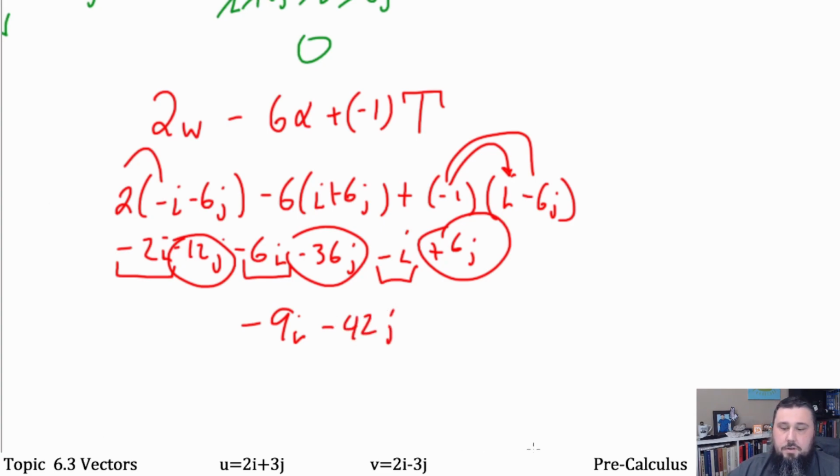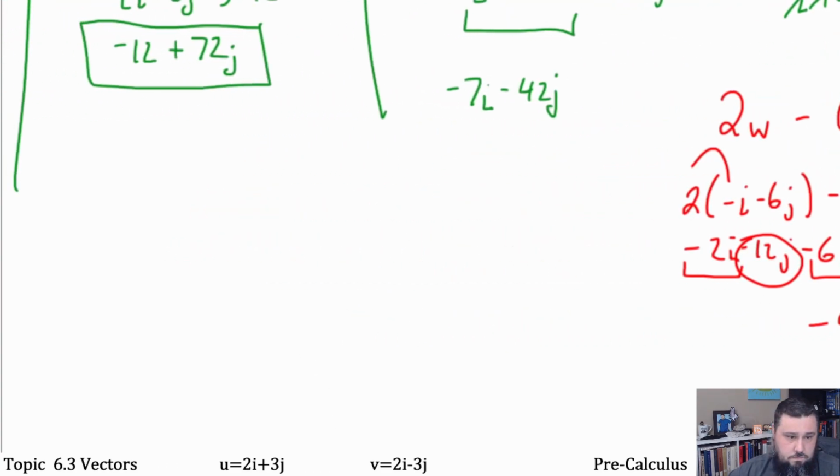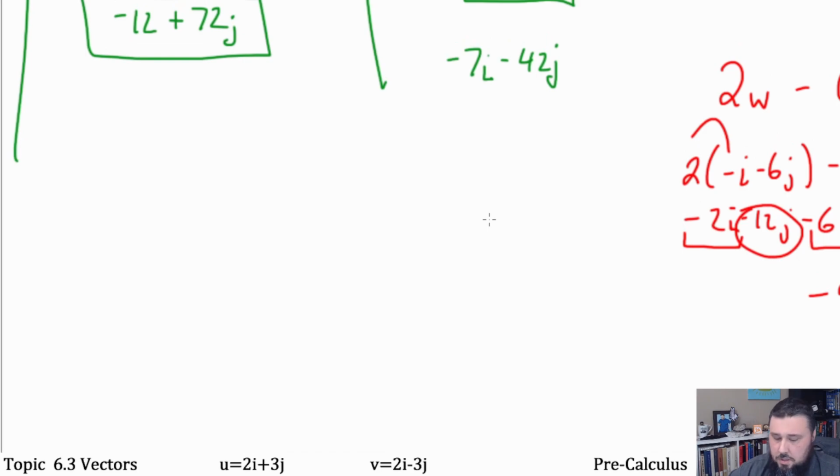So these get easier the more you do them, the more efficient you'll slowly but surely become. All right, what is next? We have D, E, F. These are all scalars, right? D, E, and F on our paper are scalars times the vector W, which is negative I minus 6j.